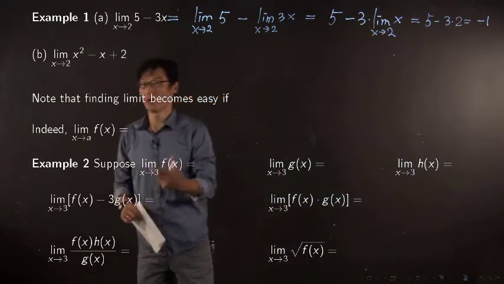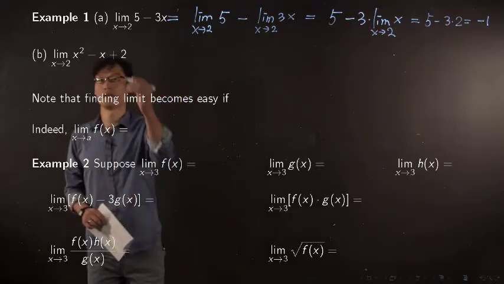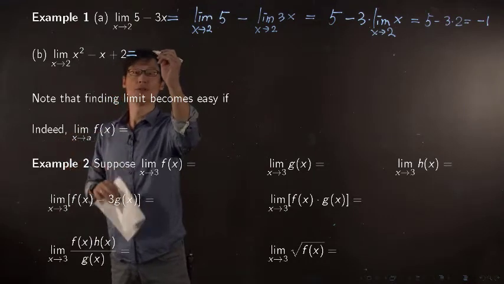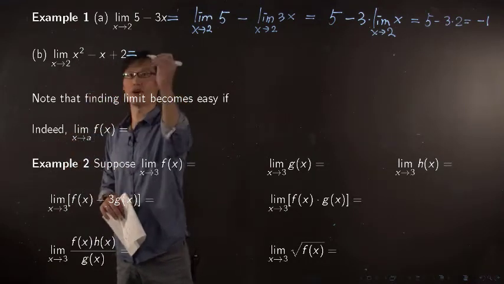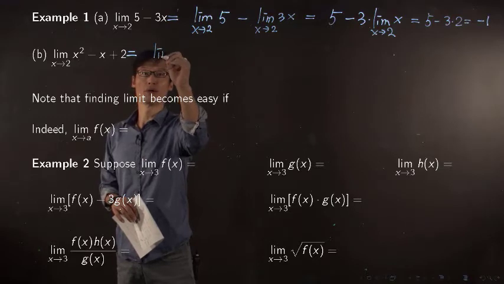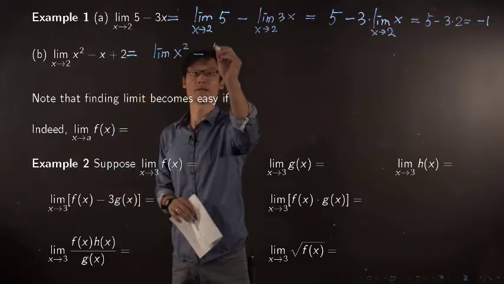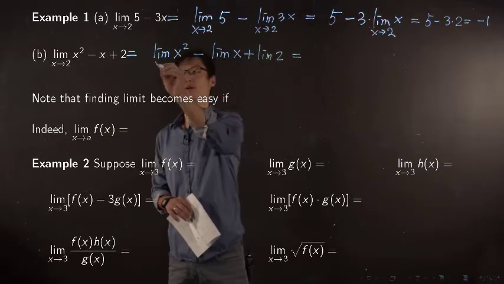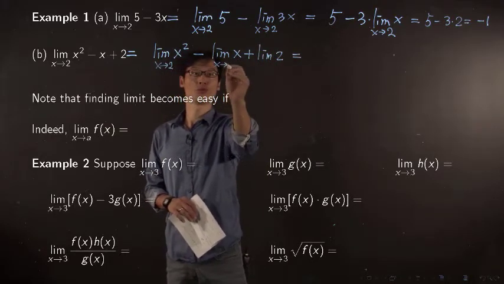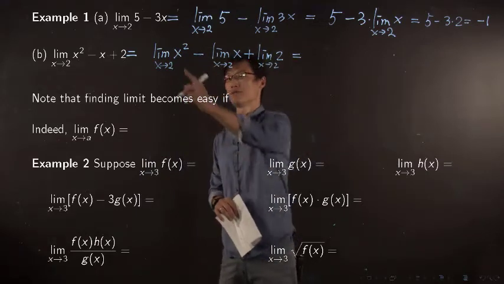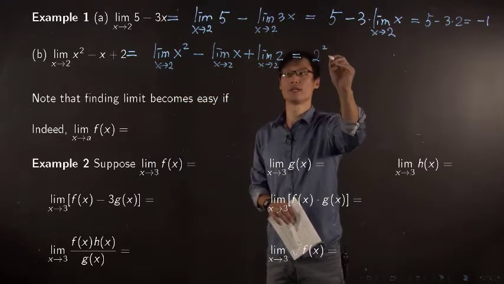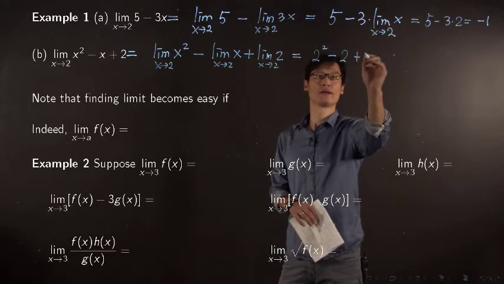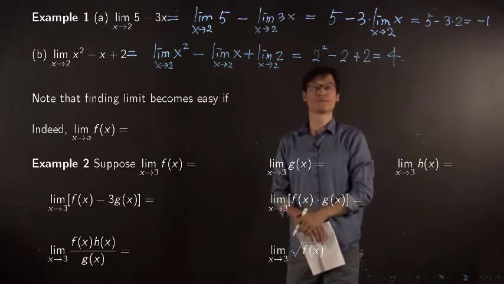Number 2, well, we have 3 terms. Again, the limit of this function is the limit of x squared minus the limit of x plus the limit of 2. When x approaches 2, the first function will give you 2 squared, the second function will give you 2, and then the constant function will give you 2 again. So this is 4.